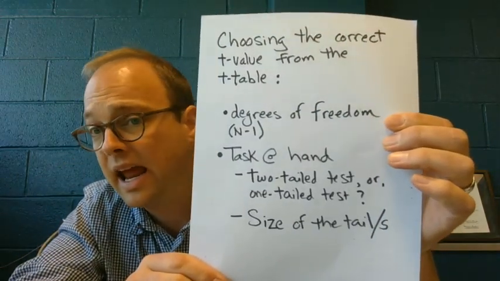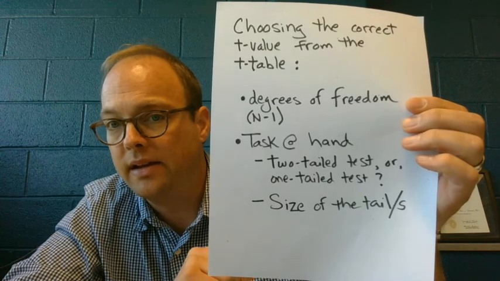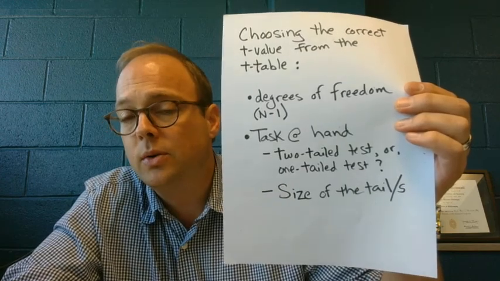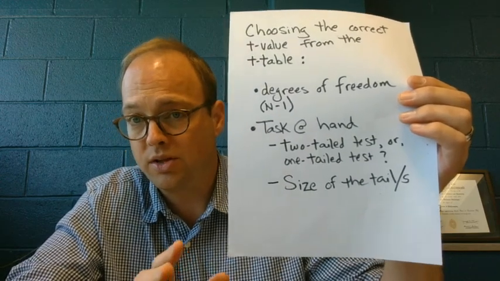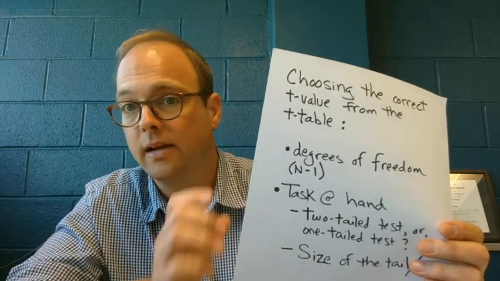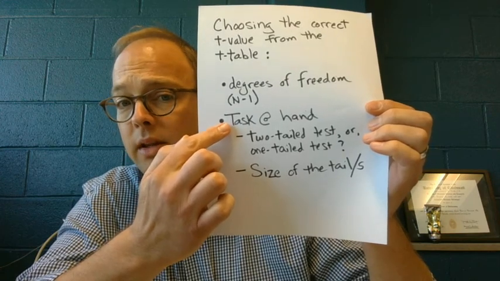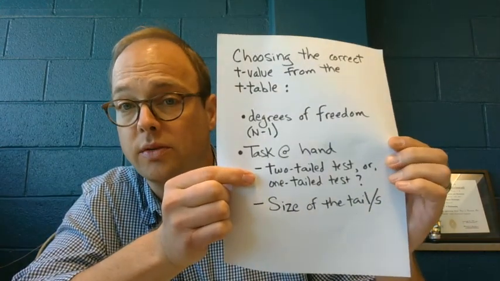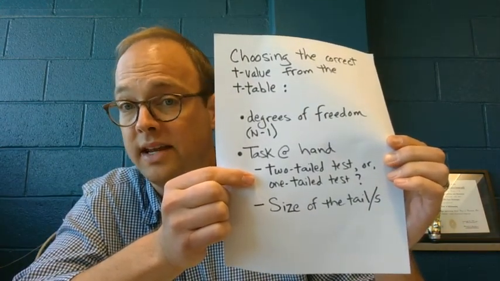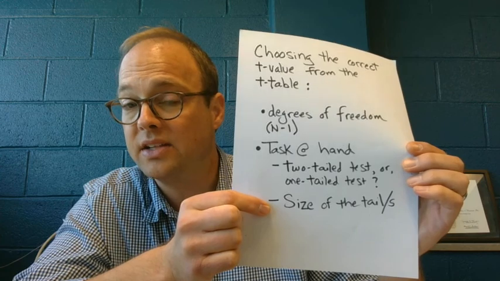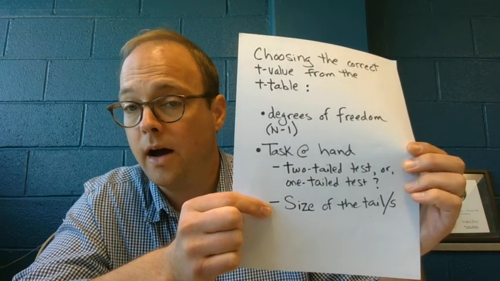Well, now the task at hand gets a little bit more complicated in order to choose the correct t-value. When it comes to t-tests for one sample, so we're done with confidence intervals for now, in a manner of speaking. When it comes to a t-test for one sample, the task at hand will involve two pieces of information. Whether or not you need to conduct what's referred to as a two-tailed test or a one-tailed test. Okay, two-tailed test or a one-tailed test. And also the size of the tail of the distribution.